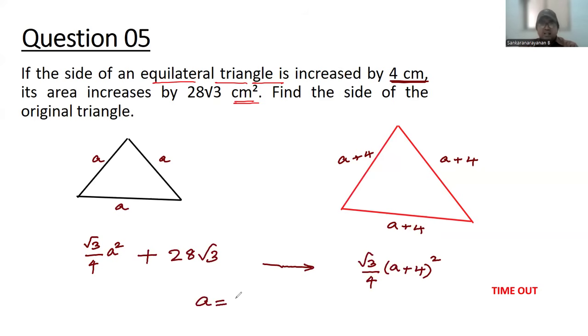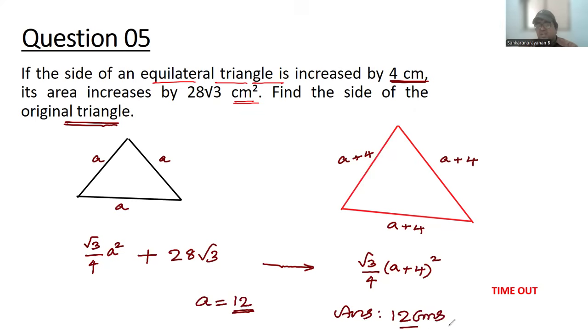As far as this question is concerned, you will get the value for that a as 12. So find the side of the original triangle, that's what is asked here. I will get that equal to 12. And for this question, my final answer will be coming as 12 centimeters.